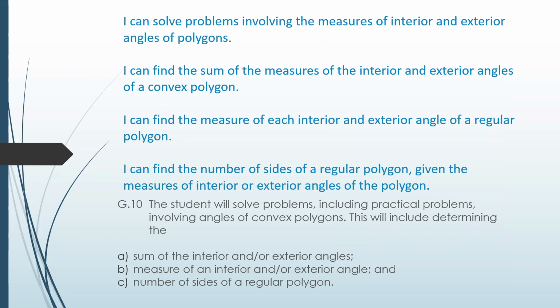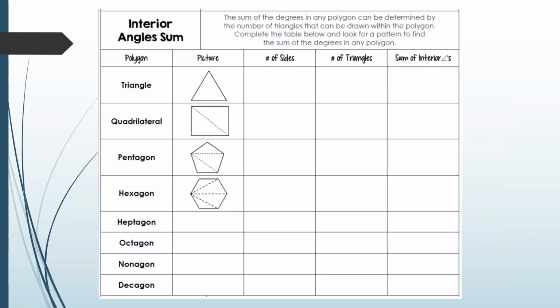Okay. So the first part of our notes, we're going to be filling in this table, and we're going to be using the interior angles sum. The sum of the degrees in any polygon is determined by the number of triangles that can be drawn within the polygon. And we're going to just fill in this table and find the pattern.